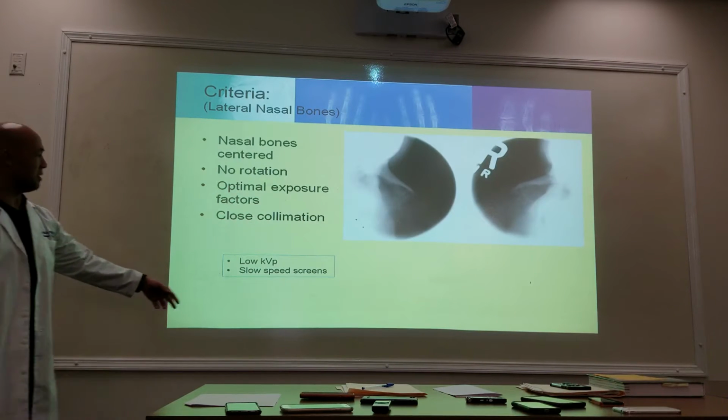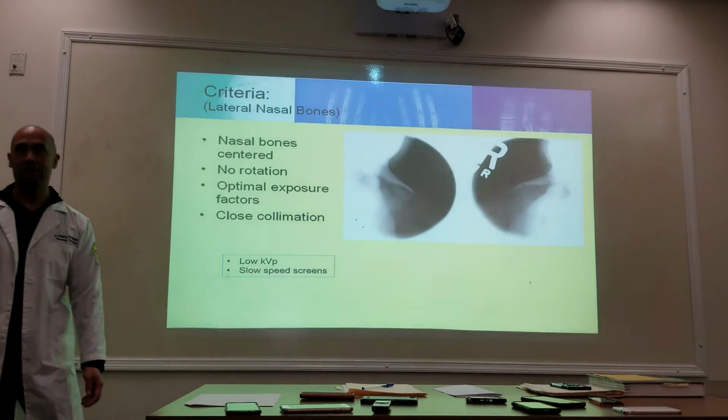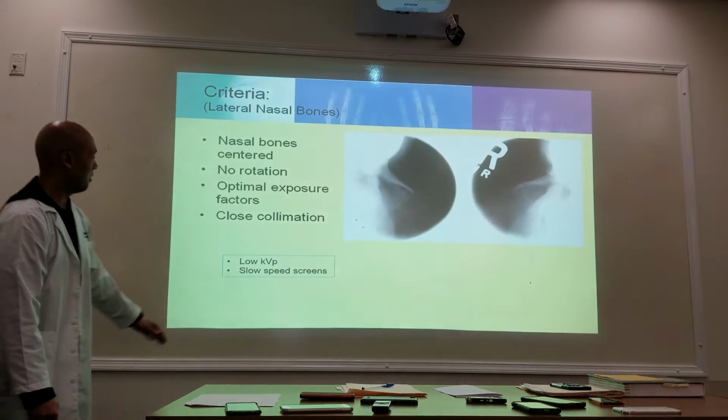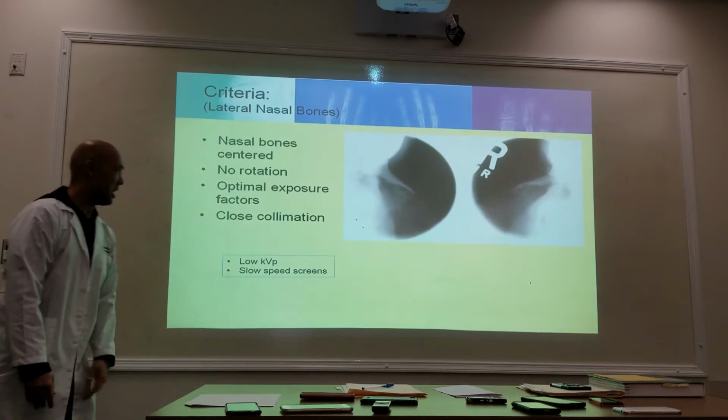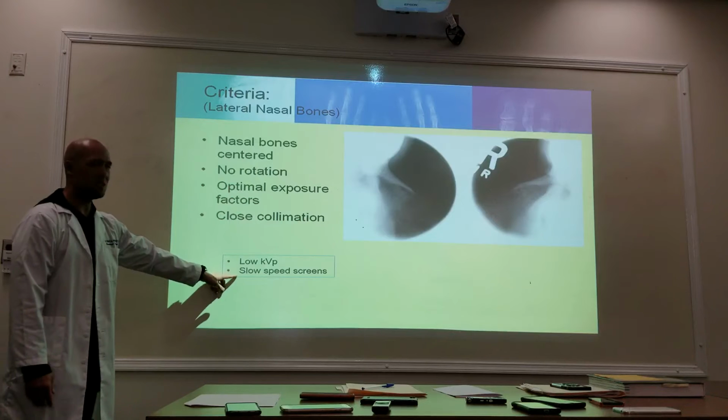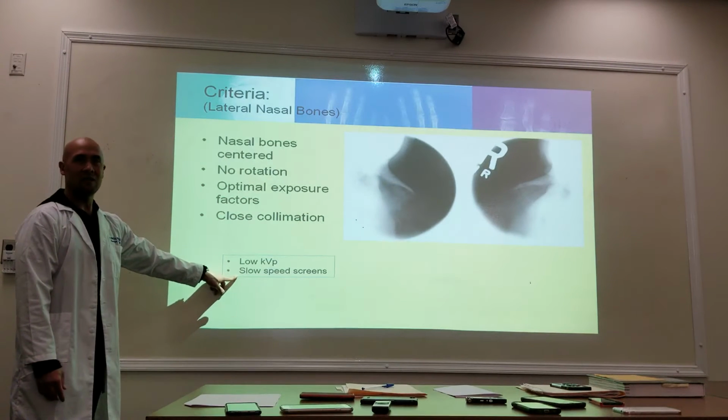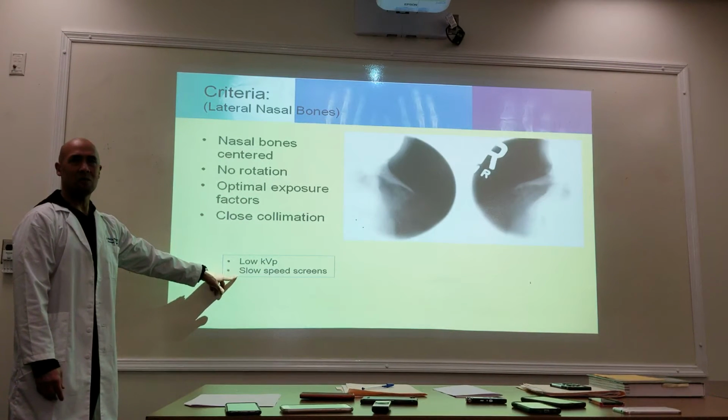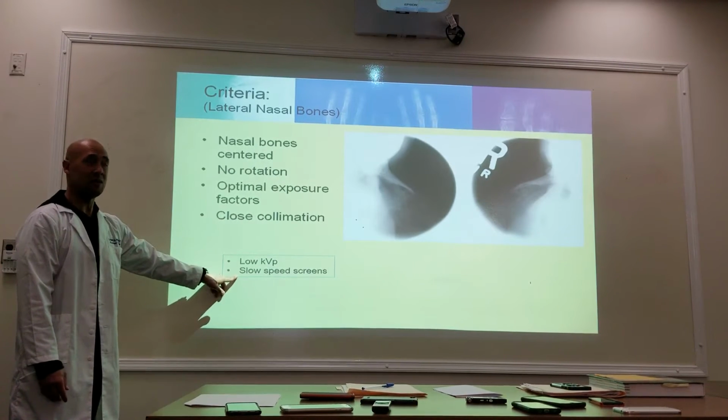And this probably doesn't matter anymore. Slow speed screens, we do digital imaging. So what is important though is we're using low kVp. What did it mean by slow speed screens? Is that good or bad? Does it give you better detail or the same detail? Better detail. Yeah, remember slower speed gives you better detail.